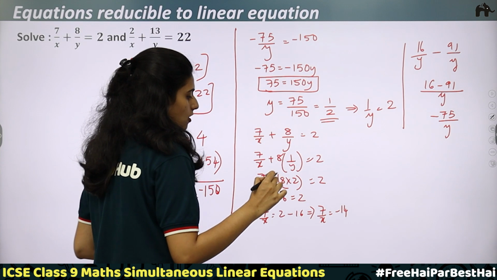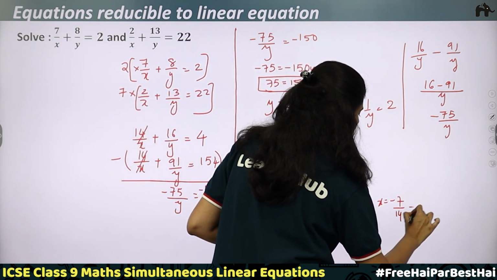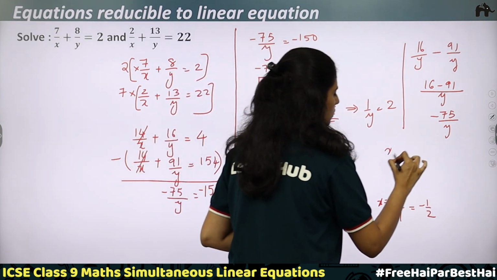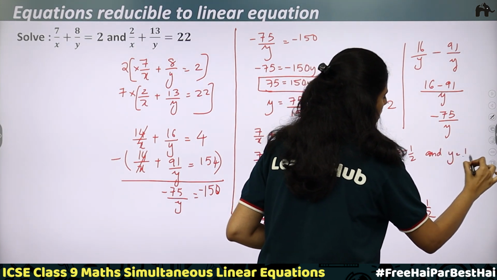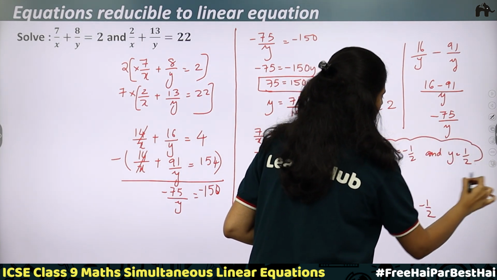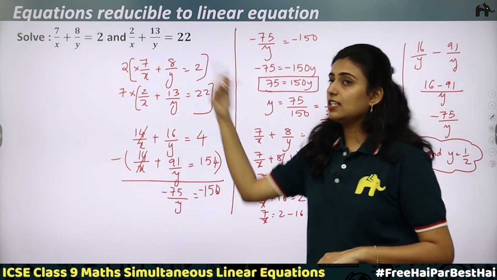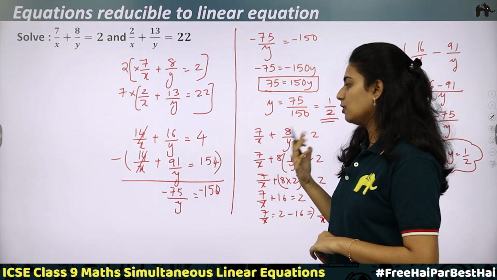Then we can find the value of x. X will be equal to minus 7 by 14, which is minus 1 by 2. So we got the x and y values. X is equal to minus 1 by 2 and y is equal to 1 by 2. So these are the values of x and y by solving these equations. We are reducing it into a linear equation and then finding the value of x and y.